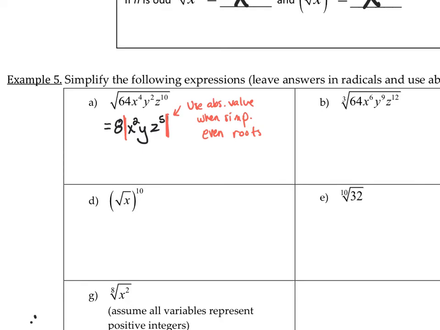Now there's one thing that I can do to make this slightly simpler, and that's to take this x squared out of the absolute value. Since this is an even exponent, it's always positive, so it doesn't need to be an absolute value. So we could say 8x squared times the absolute value of y z to the 5th.